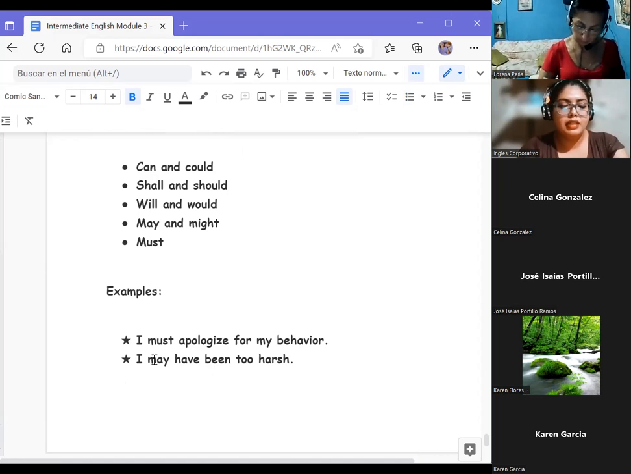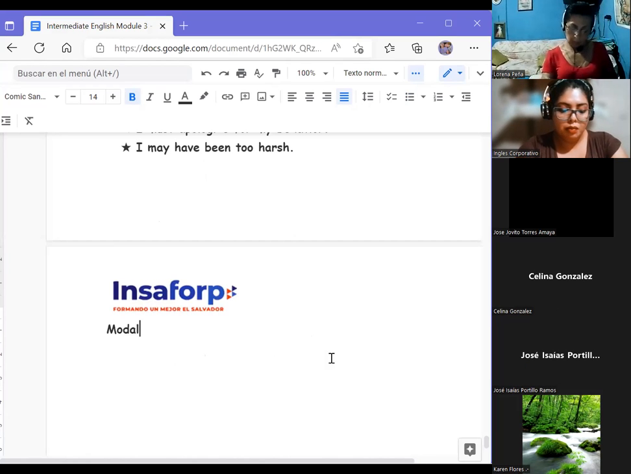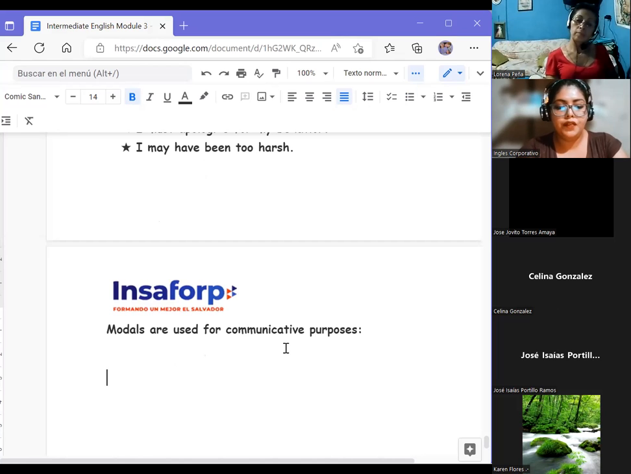And it says that modals are used for communicative purposes. In this case, it's to communicate something. So in that case, that is the main purpose for the modal, to communicate something. And we have the first one, and it says to talk about possibilities.